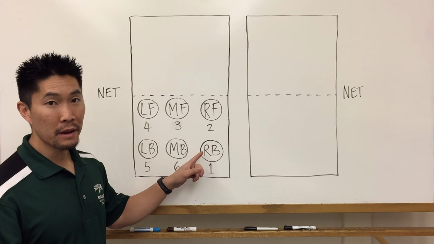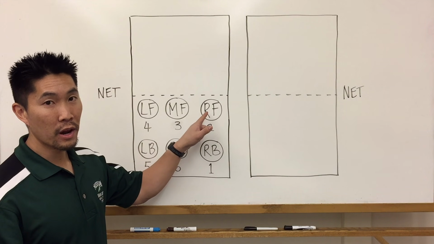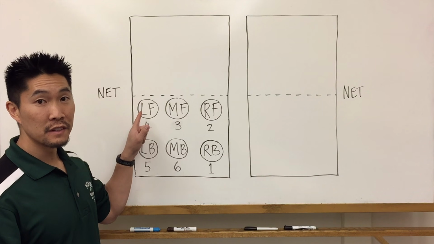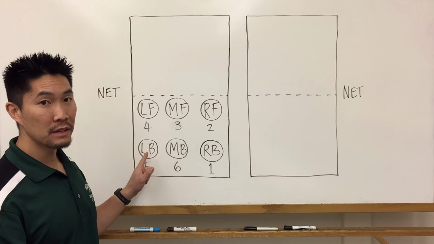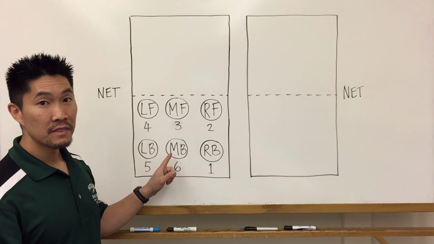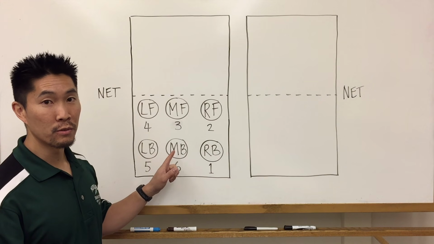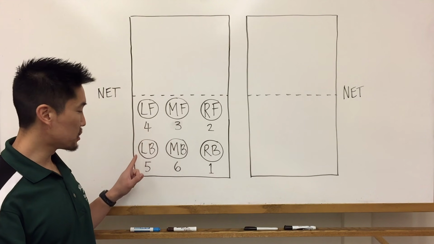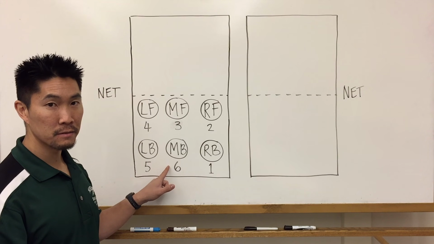RB stands for right back, RF is right front, MF is middle front, LF is left front, LB is left back, MB is middle back. These areas are also noted by zones. You have Zone 1, Zone 2, Zone 3, Zone 4, Zone 5, Zone 6.